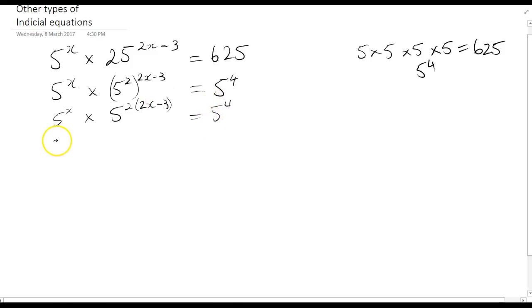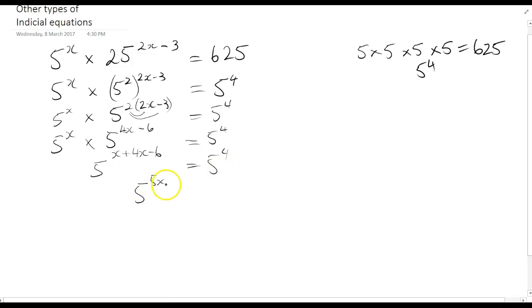Let's multiply that out. I'm just going to do one step at a time. So 5 to the x times 5, multiplying that through, so that's going to be 4x, and then minus 6, and that's all going to equal 5 to the 4. And now I'm at my index law where I can add my indices, because I know that when I'm multiplying with the same bases, I add. So that's going to become 5 to the x plus 4x minus 6. That's still going to equal 5 to the 4. So that leaves me with 5 to the 5x minus 6 equals 5 to the 4.